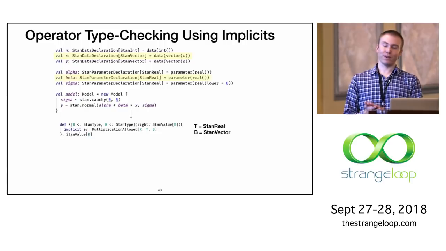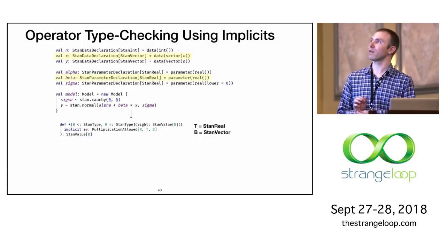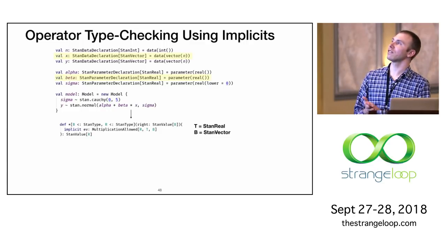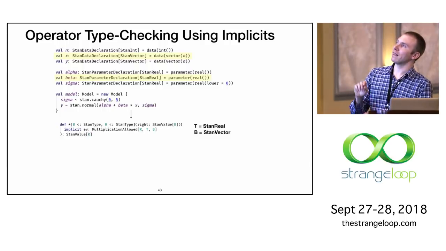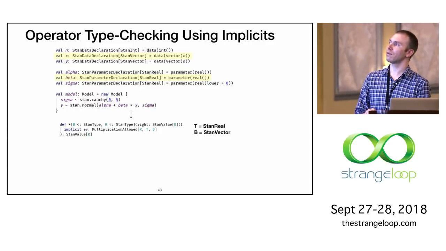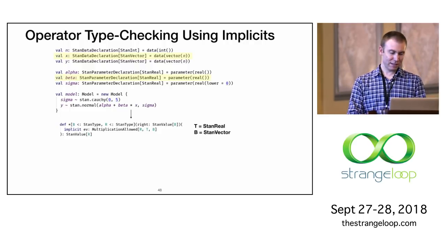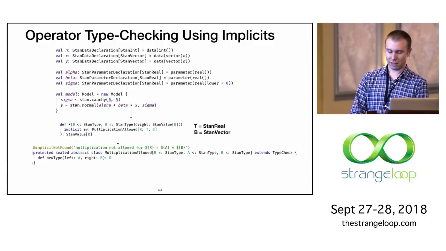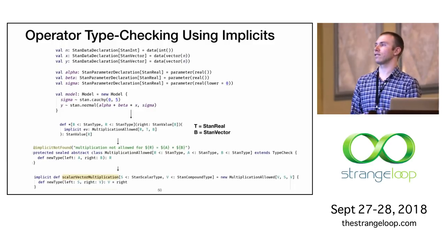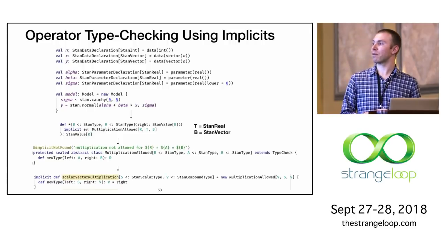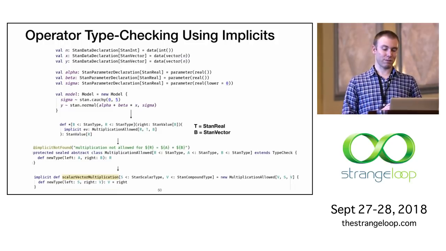Okay, if we look back to our type checking example, here's another one. How does this multiplication work? We have an x that's a data vector of n, a beta that's real, and then we have multiplication that's real times a vector. And we have this implicit multiplication allowed. Here's the definition of that. And then there's actually an implicit def for a scalar and the compound type, which includes a vector. And so that works just fine.